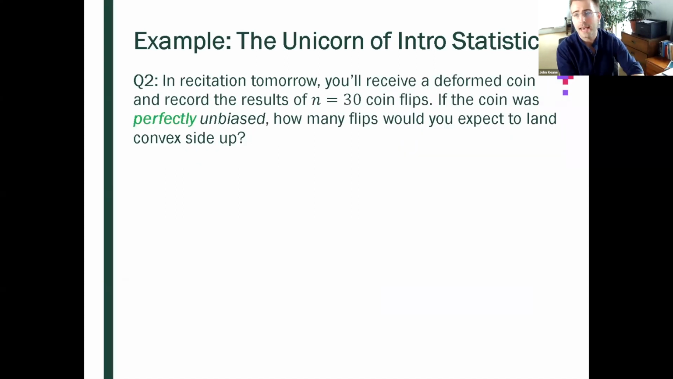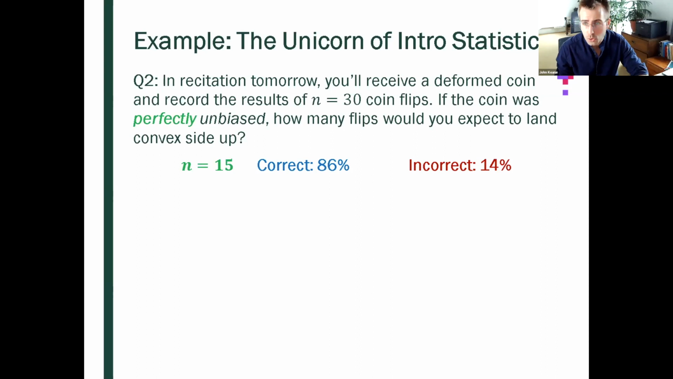The first one is that in small group meetings or in recitations that they'll get to later in the week, they're actually going to receive a deformed coin and record the result of 30 coin flips. The question that we ask students before they do that is, if the coin was exactly or perfectly unbiased, how many flips would you expect to land on the convex side up? Most students correctly identify that you should be getting 15 out of 30, heads or tails, or concaves or convexes, which means they're usually ready for the next, I think, more important question.